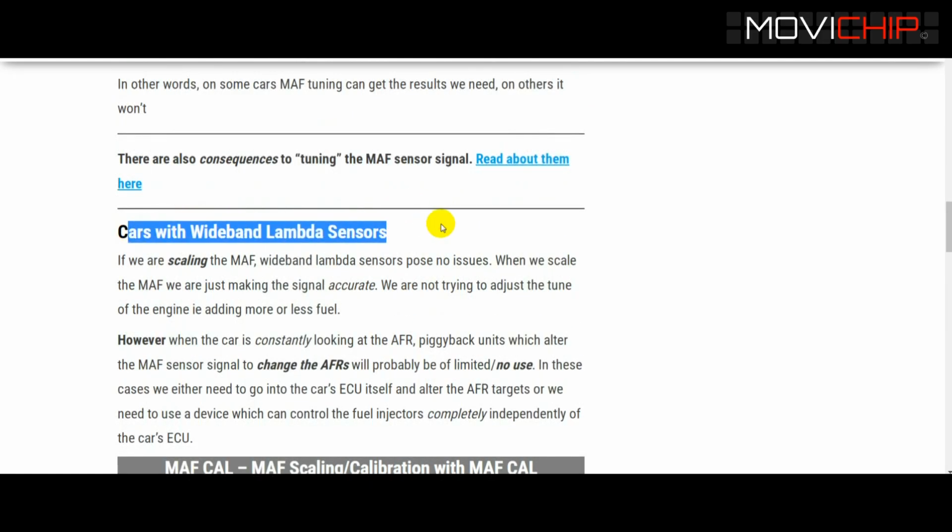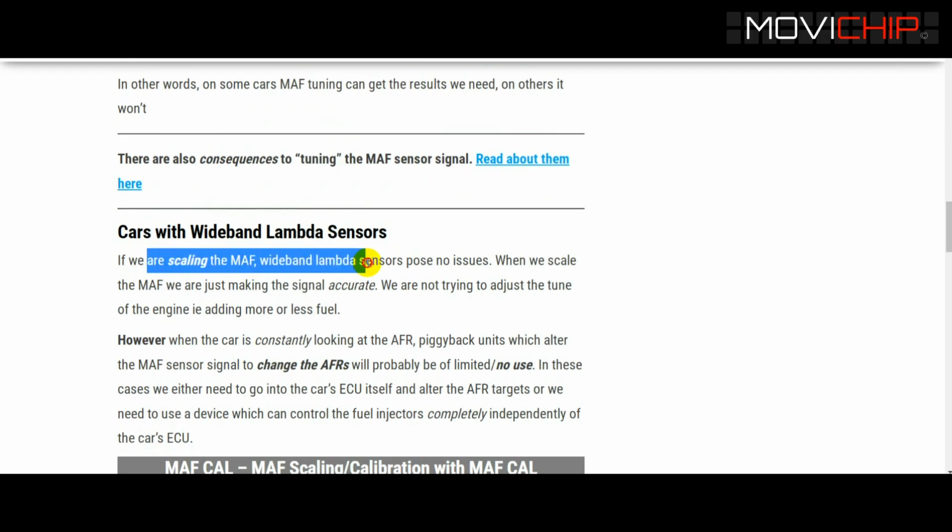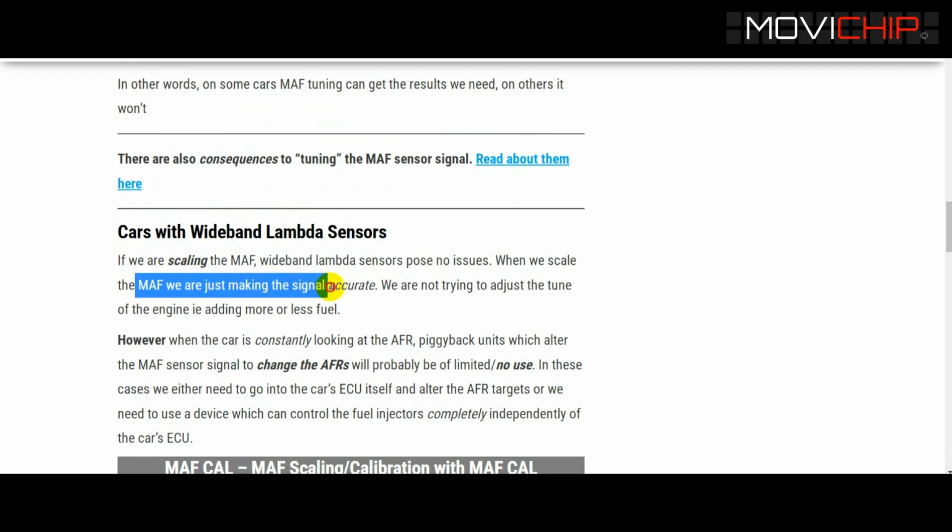So coming on to cars with wideband Lambda sensors, if we are scaling the MAF, wideband Lambda sensors pose no issues to us. When we scale the MAF, we are just making the signal accurate. We're not trying to change anything in the engine ECU. We're not trying to change the map. We just want to give the engine ECU an accurate signal.